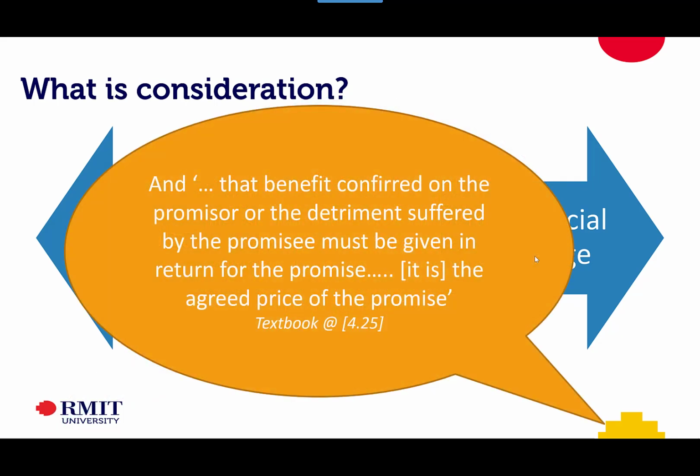From our textbook, the benefit conferred on the promisor or the detriment suffered by the promisee must be given in return for the promise. So it's not enough for it just to be a benefit or detriment. They need to be related to each other. The benefit or the detriment need to relate to the deal at hand.